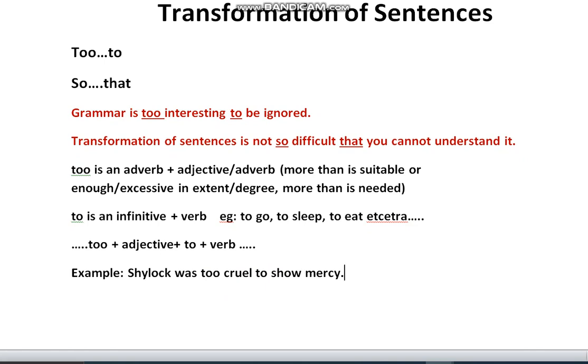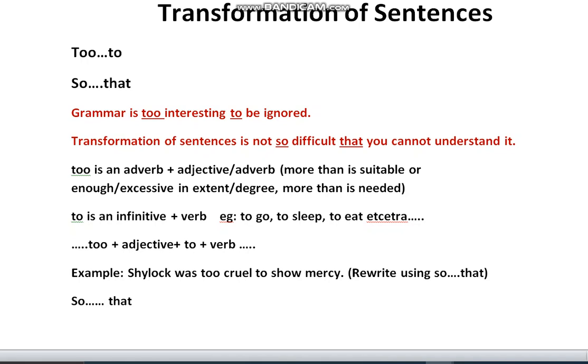In transformation, you are instructed to rewrite a "too...to" sentence, to remove "too" and "to" from the sentence and use "so that". "So that", like "too...to", expresses the same idea as "too...to".